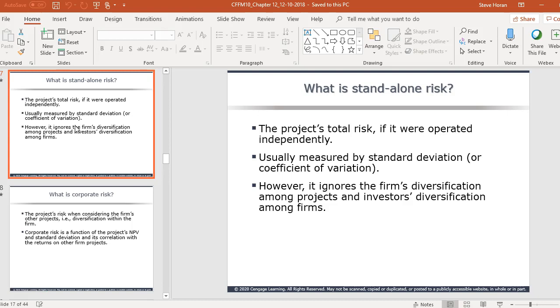Okay, so it's measured by standard deviation, what they call the coefficient of variation, and it ignores the firm's diversification among projects and the investor's diversification among firms. So you're just looking at the risk of that project kind of in a silo without taking into account how risky is the business and industry and what's the risk of the other projects we've undertaken. Okay, so the standalone risk is just the risk of that project all by itself.